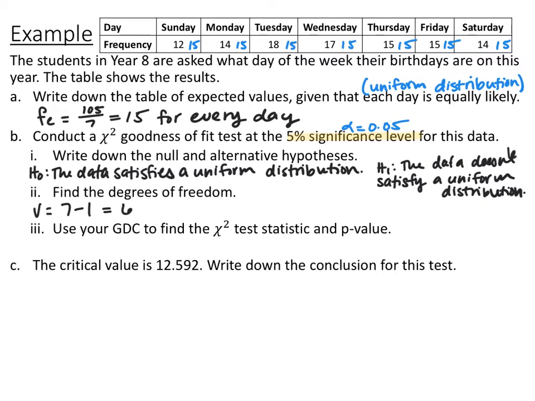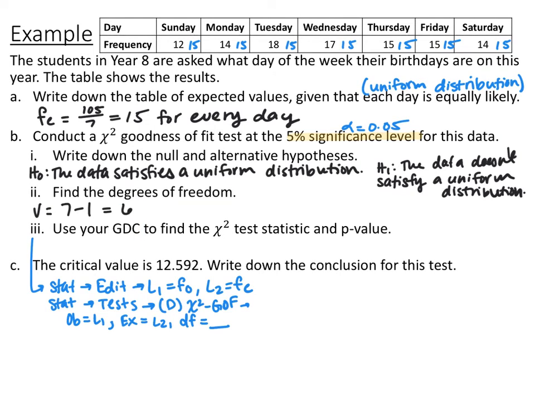So whenever you're doing a goodness of fit test, your null hypothesis is always that the data does satisfy whatever distribution you're looking at. So in this case, we're looking at a uniform distribution. And then your alternative hypothesis is that the data doesn't satisfy a uniform distribution. For your number of degrees of freedom, since there's only one variable, it's just how many ever possible outcomes there are minus 1. So 7 minus 1, your number of degrees of freedom is 6.